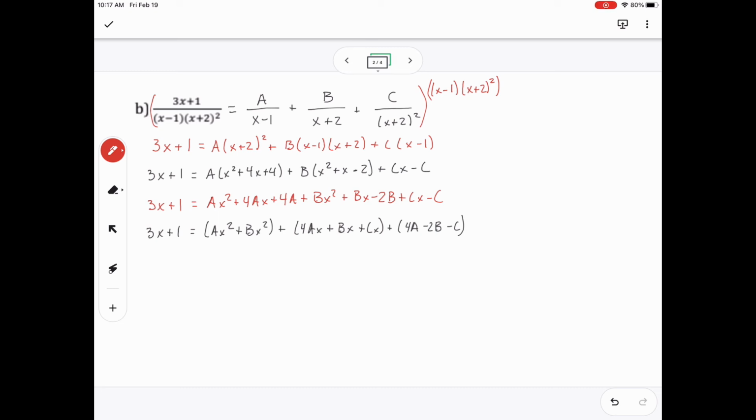And then factor out my x squareds and my x's. Notice on the left side I don't have an x squared term, so I'll write in a 0x squared so that I know what that value represents for my equations. And then I can set up my 3 equations.